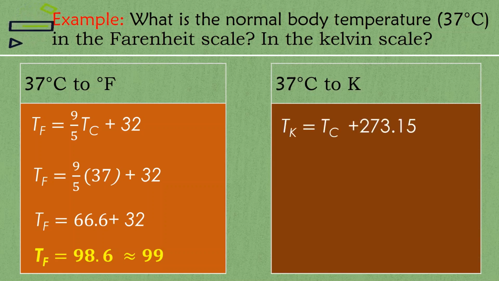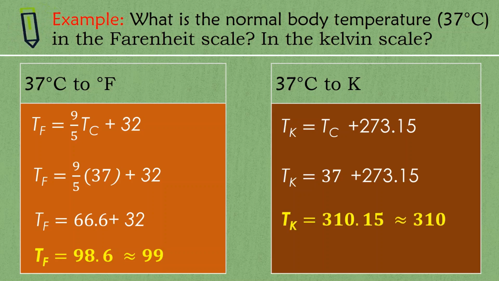Next is to convert 37 degrees Celsius to Kelvin. The formula will be Tk is equal to Tc plus 273.15. The next step is to substitute the given value of Tc, which is 37 degrees Celsius. So we will have Tk is equal to 37 plus 273.15. The final answer will be Tk is equal to 310.15, or if we round it off, it will be 310.